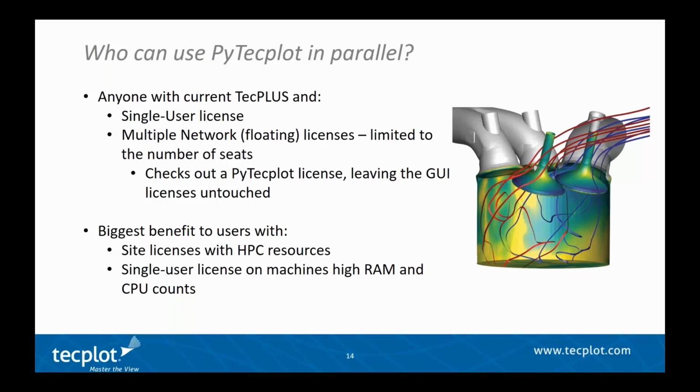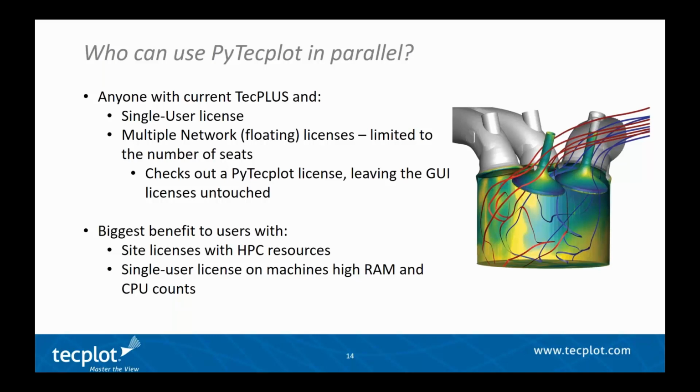So if you have a single user license, you're allowed to run as many instances of Tecplot 360 or PyTecplot as you want on that single machine. So you can, again, get a high degree of parallelism, which was what we were doing in these examples. If you have multiple network licenses, you are limited to the number of seats, but when you are paying for maintenance, for each floating license, you have 1 seat of Tecplot 360, 1 seat of Tecplot Chorus, and 1 seat of PyTecplot.